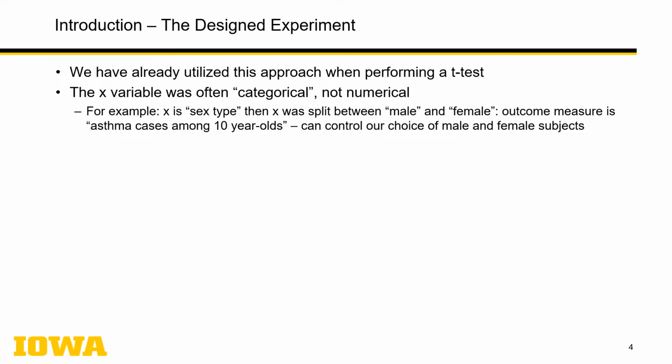And let's say our outcome measure is asthma cases among 10-year-olds. So of course then we can control our choice of male and female subjects, and for example we choose 20 male and 20 female subjects, and we measure the number of asthma cases amongst those 10-year-olds and do a t-test to determine whether the mean level of asthma cases amongst males is statistically different from those of the females. That's a t-test.